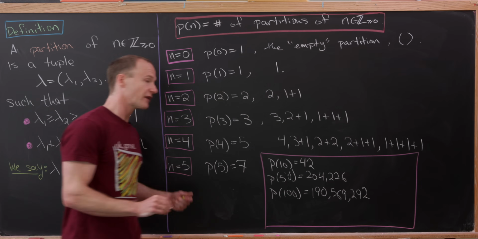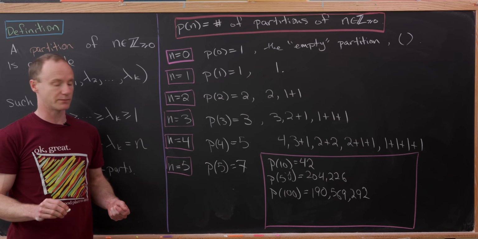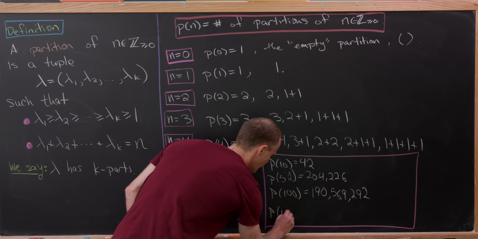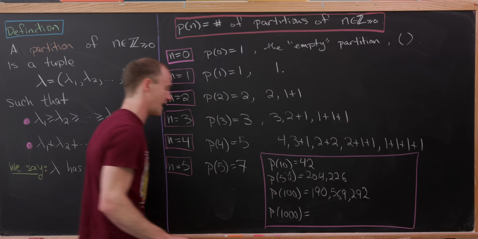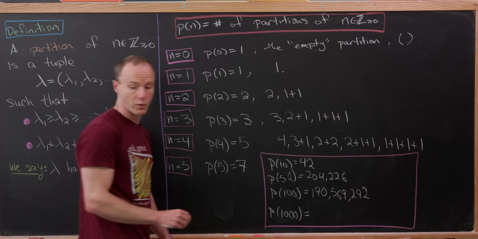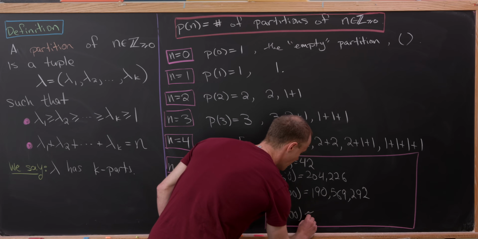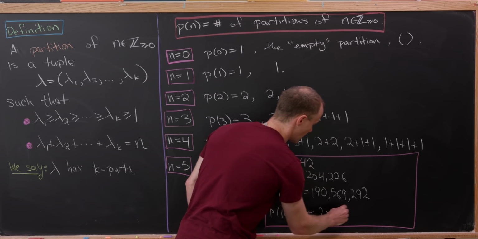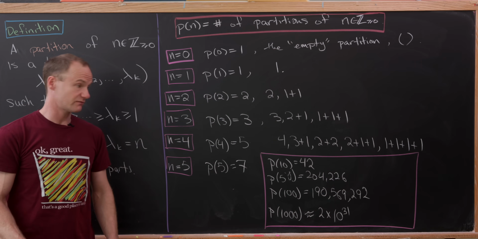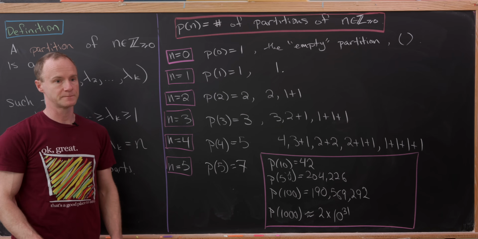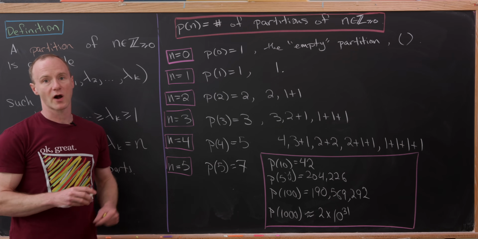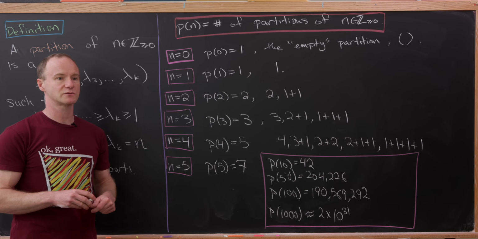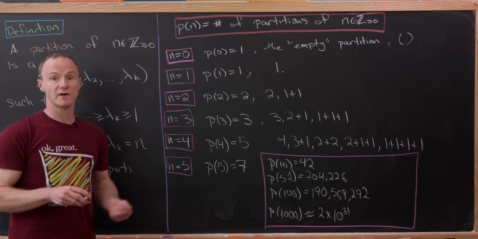190,569,292. And so in the grand scheme of things, 100 isn't so big, but notice there are a ton of partitions of 100. And then maybe if we were to go one order of magnitude higher, the number of partitions of 1,000, well, that's going to be on the order of 2 times 10 to the 31. So as you can see, this is growing quite quickly. So there are a number of approximations to the partition function. Maybe one of the most famous was by Ramanujan. So let's move on to looking at that.